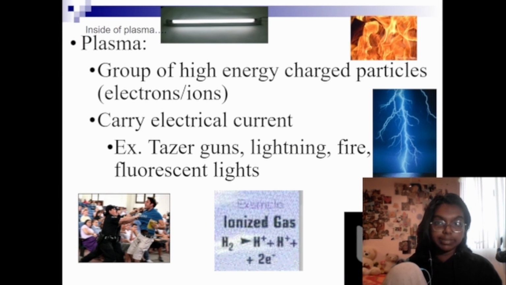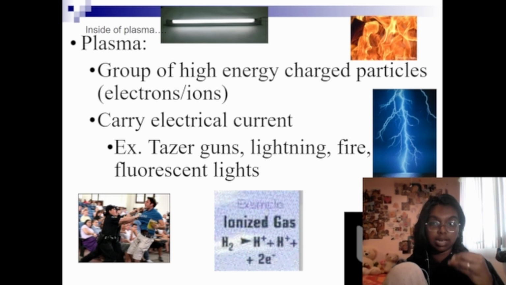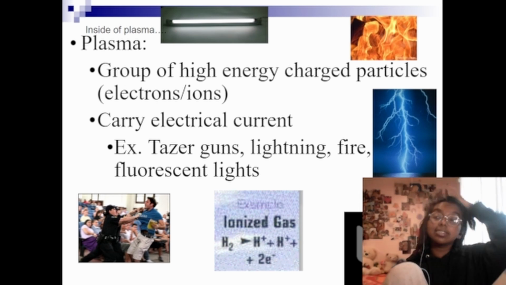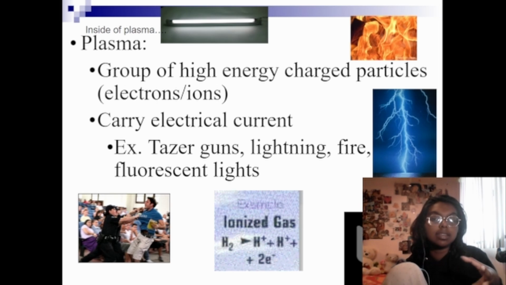And then plasma is a group of highly charged particles, so electrons and ions. They're electrically charged, and they usually carry electric current. So lightning, fire, taser guns, because they are composed of high-energy charged particles, they are considered plasma.